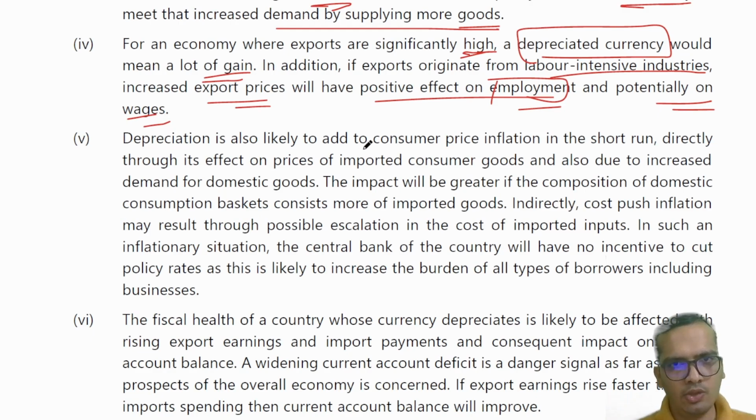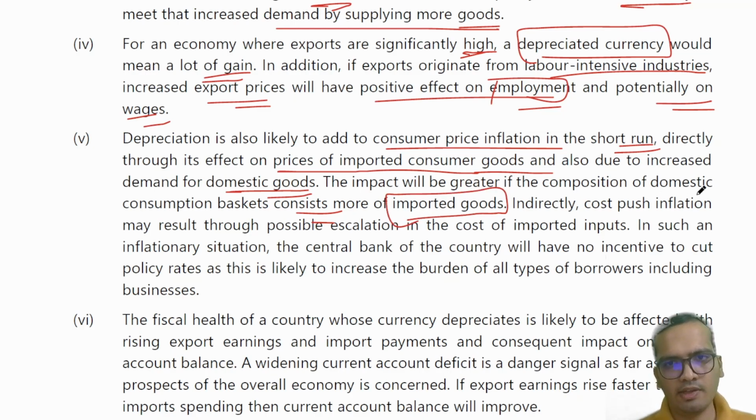Depreciation is also likely to add to consumer price inflation in the short run, directly through its effect on the price of imported consumer goods and also due to increased demand for domestic goods. The impact will be greater if the domestic consumption basket consists of more imported goods. ज़्यादा imported रहे तो ज़्यादा impact आएगा. Indirectly, cost-push inflation may result through a possible escalation in the cost of imported inputs. In such an inflationary situation, the central bank of the country, India में RBI, will have no incentive to cut the policy rate, as this is likely to increase the burden of all types of borrowers including businesses.